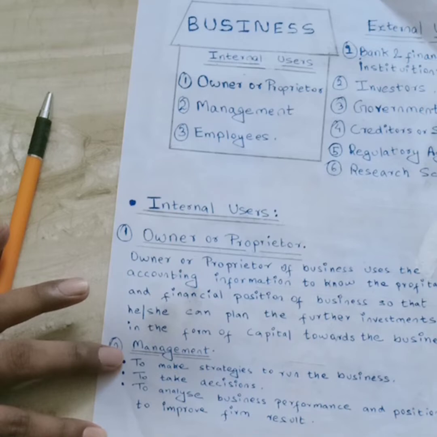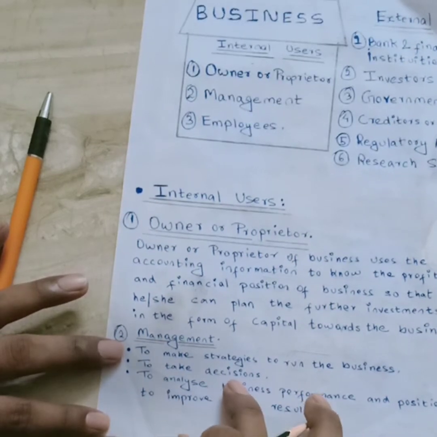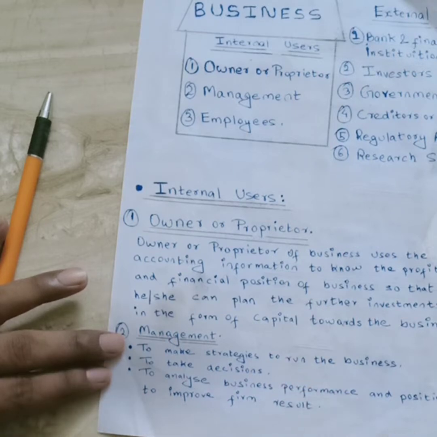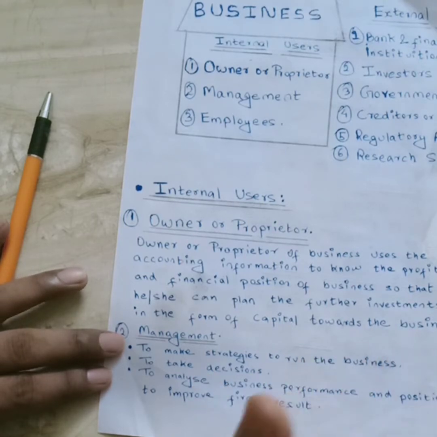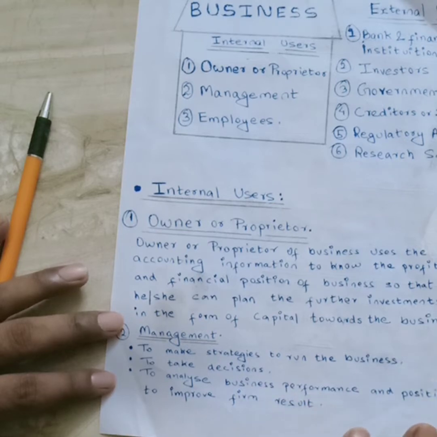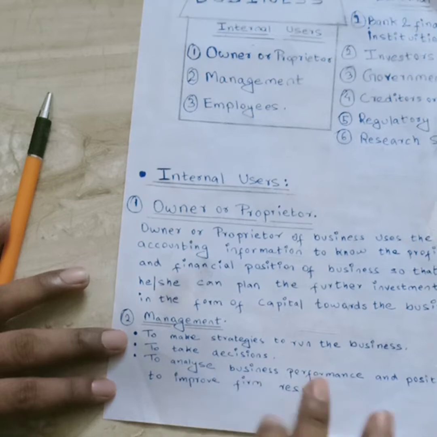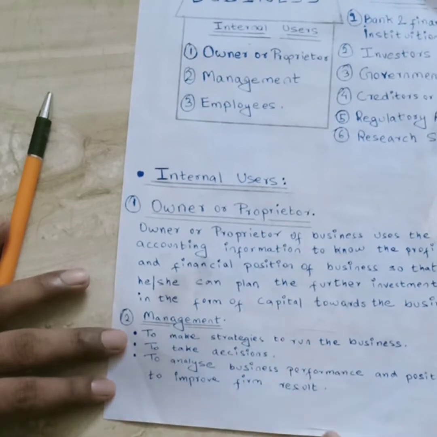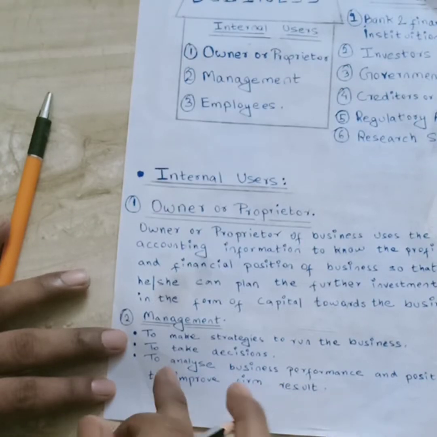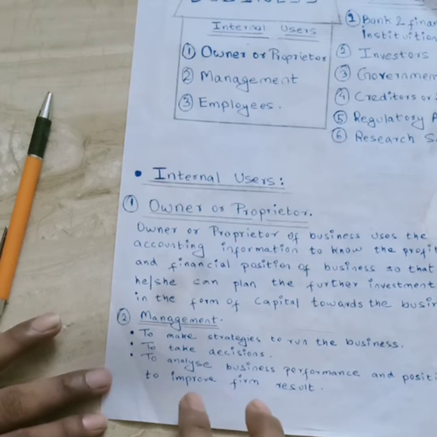Management. Now there are many departments in the business, so all those departments can use the accounting information to make strategies to run the business and also to take decisions. Suppose the business is running in a very good way, so they can make more strategies to earn more profit, and if the business is running at a loss, they can find where their deficiencies are, clear those deficiencies and improve their performance so that the business runs better. So management also uses the accounting information to analyze the business performance and position, and to improve the firm result.